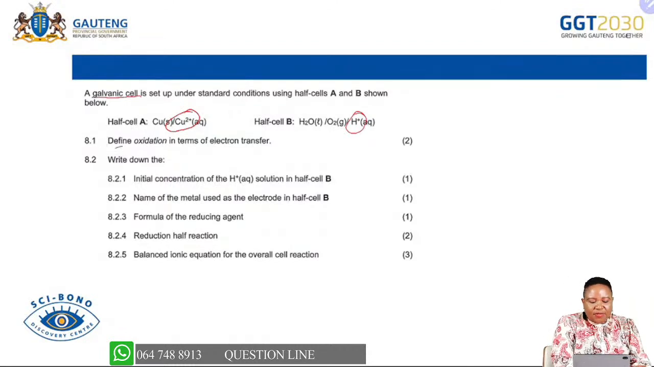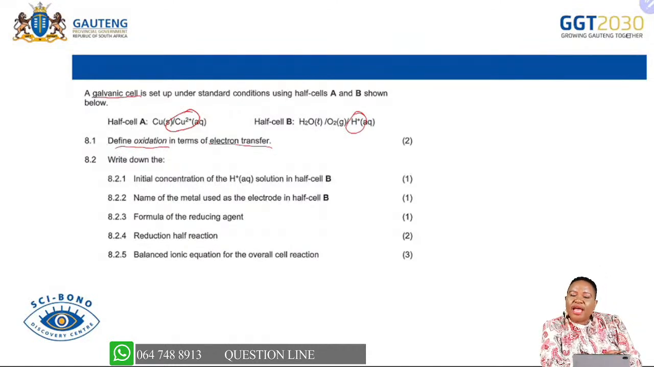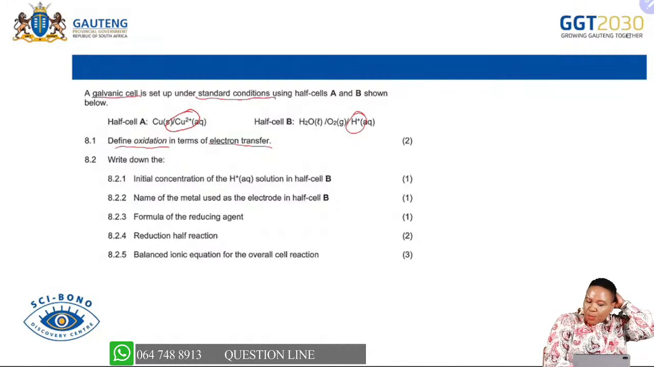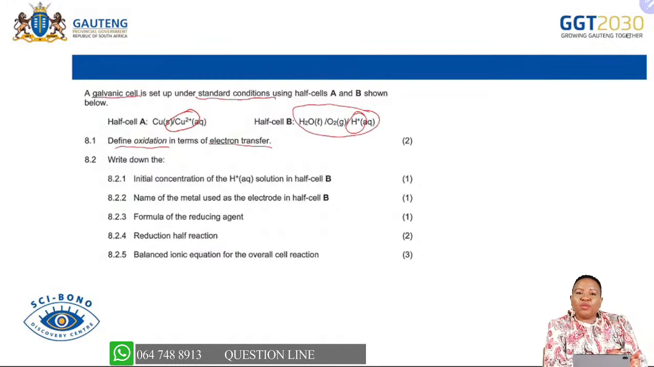And then here they say define an oxidation in terms of electron transfer. Those are the expectations from the examination. They will tell you whether in terms of electron transfer or in terms of oxidation number. Now, they are saying this cell operates under standard conditions. Remember, what are the standard conditions for a galvanic cell to operate? The concentration of the electrolyte must be 1 mole per decimeter cube. The temperature must be 25 degrees Celsius. And where there are gases, the pressure must be what? And even here, you can see there's a gas, so it means pressure is also affecting half cell B.